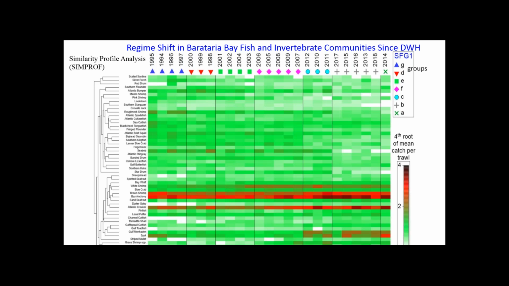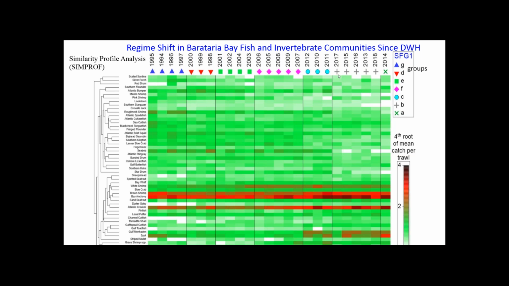One of the things I wanted to point out was that if we look at the long time series of data for places like Barataria Bay, there's been a substantial regime shift in the abundance and composition of fishes and invertebrate communities since Deepwater. So this is a so-called SIMPROF analysis, or similarity profile analysis. The various years of trawl data are arrayed across the top, and the various species are arrayed down the side.